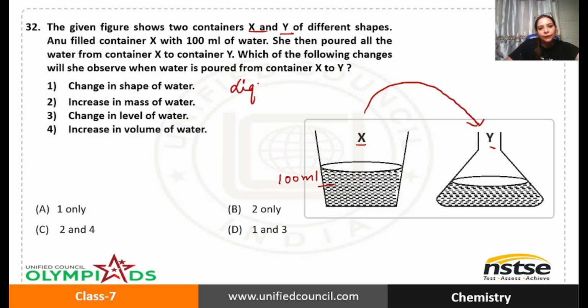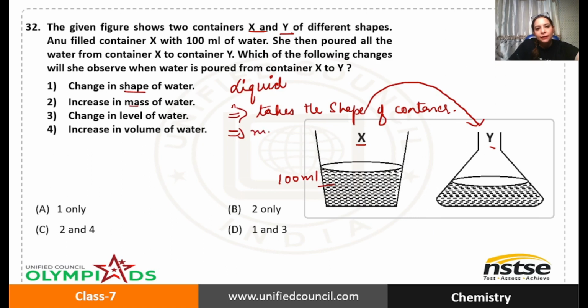Water is liquid. Water is in the liquid state, right? And we know that the liquid state, if I talk about its shape, basically takes the shape of the container in which it is transferred. Talking about its mass, when you transfer from X to Y, its mass remains the same. Mass doesn't change. Level of water, and you can make out looking at it. See, initially the level was this, and now the level is this.